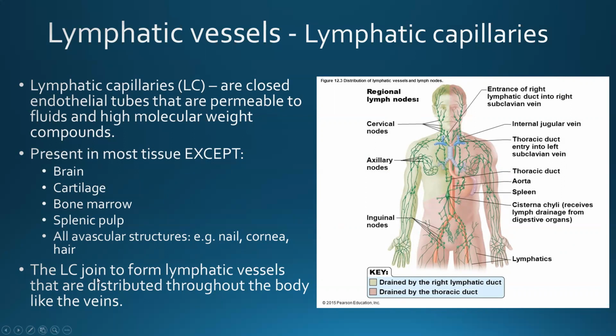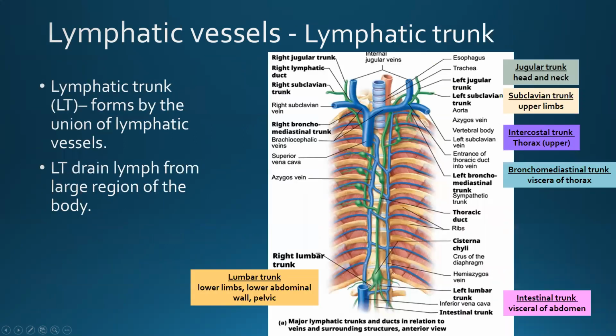The lymphatic capillaries join to form the lymphatic vessels. The small capillaries join to become the lymphatic vessel, which is bigger than capillaries. They are distributed throughout the body like the veins. Okay, now we go to the lymphatic trunk. These are all the lymphatic trunks. You can see the jugular trunk, the subclavian trunk, and the left bronchomediastinal trunk. These trunks drain lymph from large regions of the body.